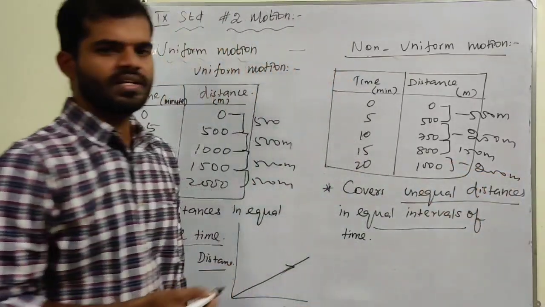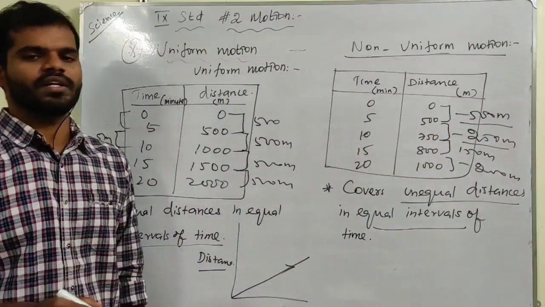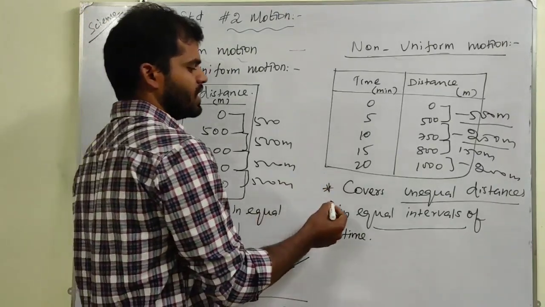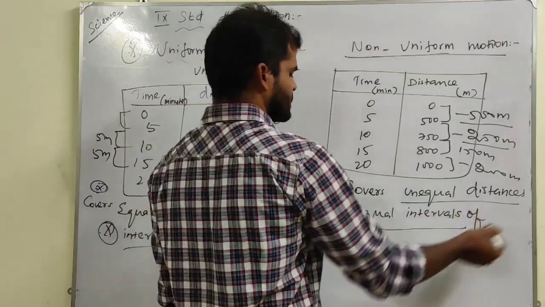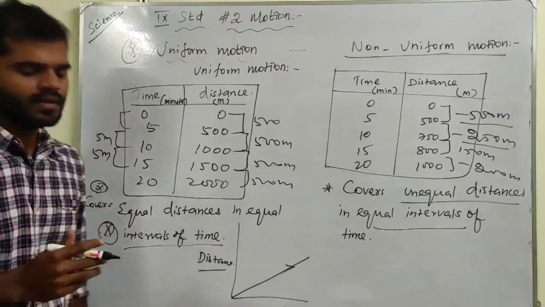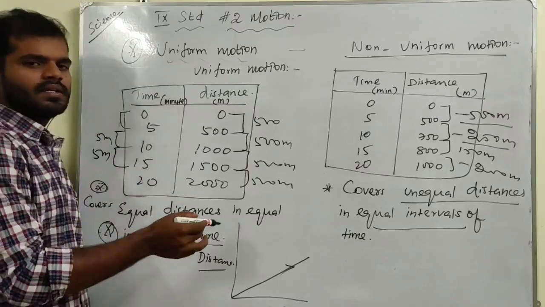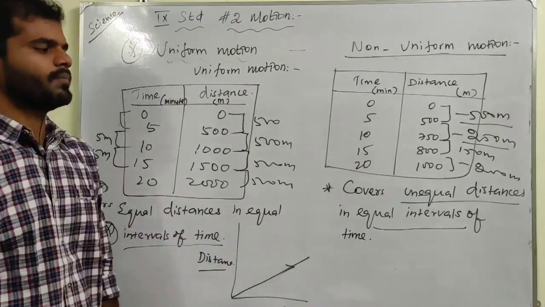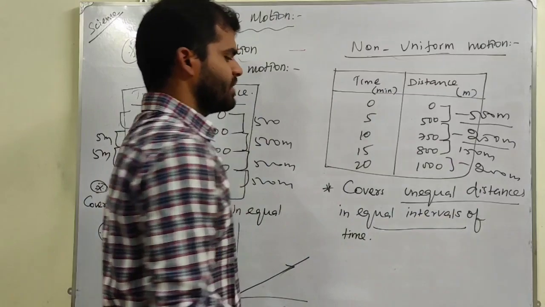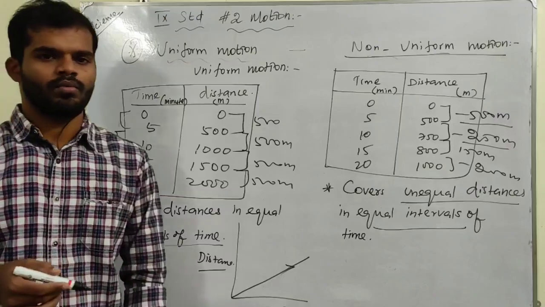So we can see the changes, right? The distance covered is not equal. If the distance covered is not equal, that is called non-uniform motion. How we have to say it in the definition: anything that covers unequal distances in equal intervals of time is called non-uniform motion. So this is very simple. What is uniform motion? What is non-uniform motion? Uniform motion covers equal distance in equal interval of time. This covers unequal distance in equal interval of time, so it is called non-uniform motion.